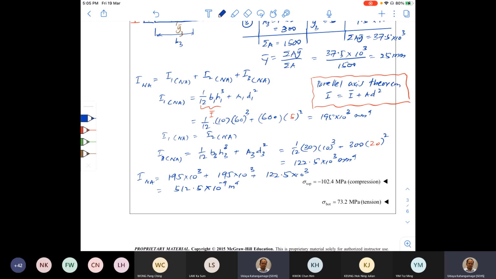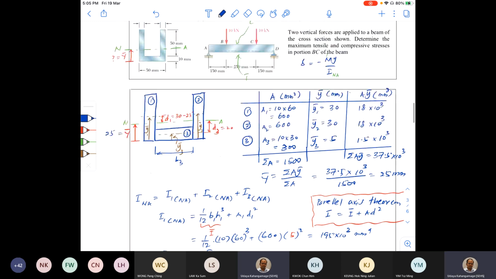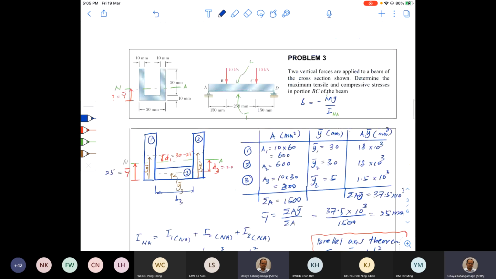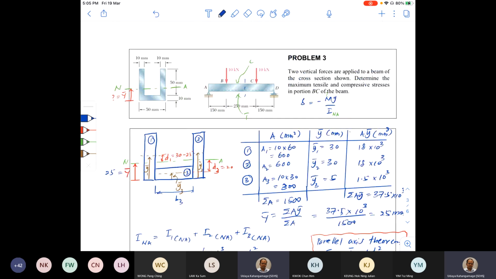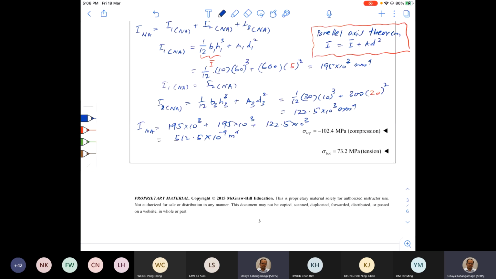Okay, right. And next, I need the value of M. How to find out the value of M? So to find out the M, we need to cut this member between A and C somewhere here and draw a free body diagram. So let me cut this one at this point. Let me mark it as XX and draw a free body diagram for A to X. Okay, so I'm just drawing the free body diagram from A to X, like this.